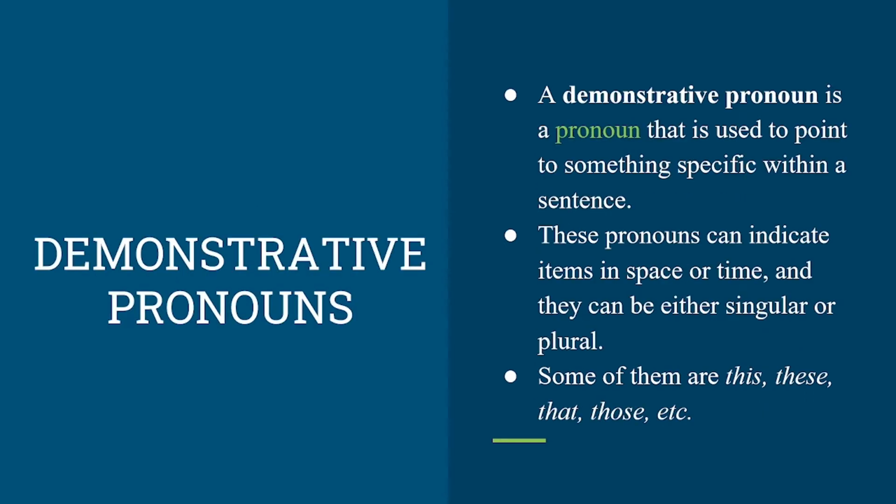Next comes demonstrative pronouns. So what are demonstrative pronouns? Demonstrative pronouns, as the name suggests, point out something specific in a sentence. These pronouns indicate objects in space or in time. Okay? They might also indicate a person. It's not just objects, they might also indicate a person. They can be singular, they can be plural.